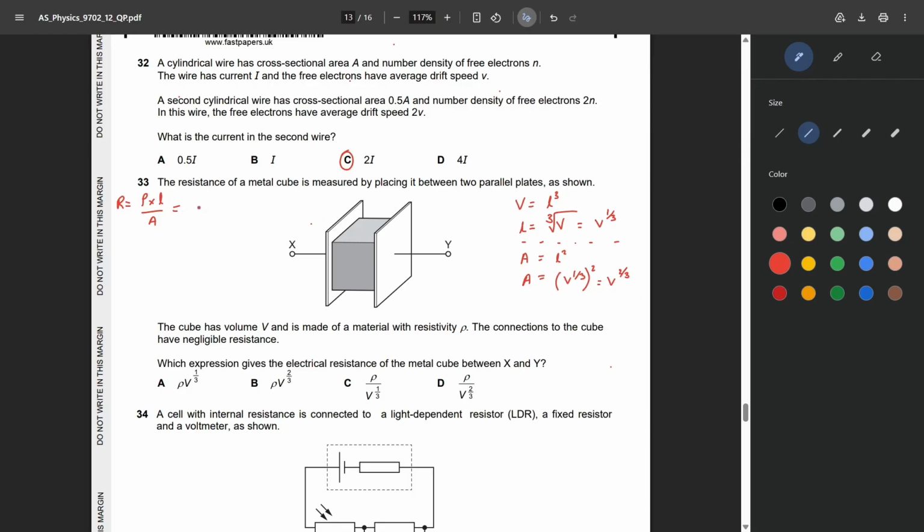So rho L over A would be rho times V to the power of 1/3 divided by V to the power of 2/3. Now if we rearrange this equation, it gives us rho times V to the power of 1/3 minus 2/3, right? So resistance R will be equal to rho times V to the power of 1/3 minus 2/3, which is minus 1/3. That simply gets rearranged to rho divided by V to the power of 1/3. The answer would be C, rho divided by V to the power of 1/3.